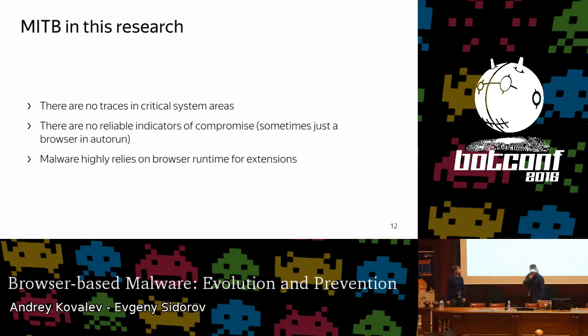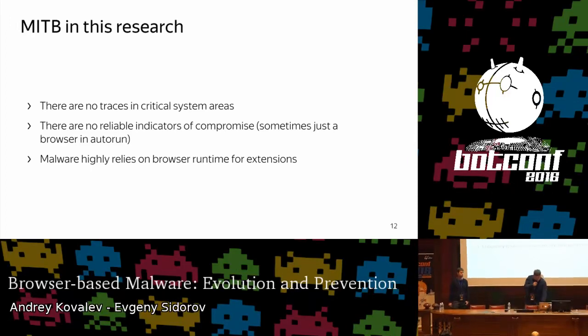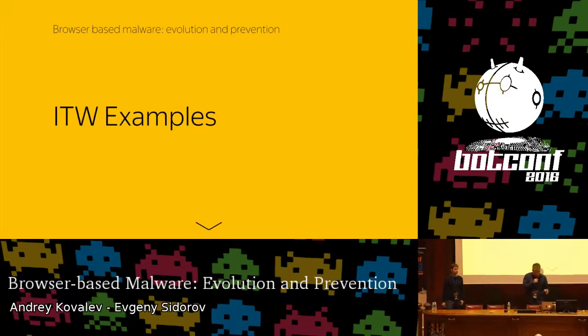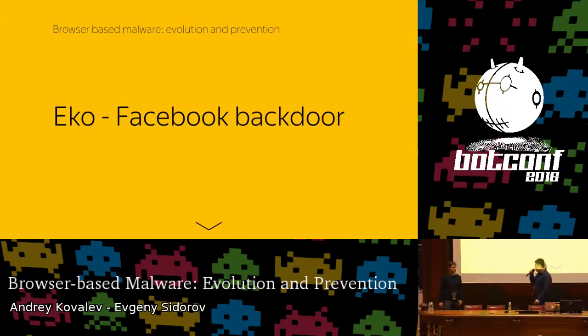In our research, we are focusing on browser extensions because they are very reliable. They have fewer indicators of compromise than Windows Filtering Platform drivers, and they are very interesting for us. So let's go to in the wild examples. We found a lot, but we will describe only two. The first one is the Echo malware, and we called it just the Facebook backdoor.